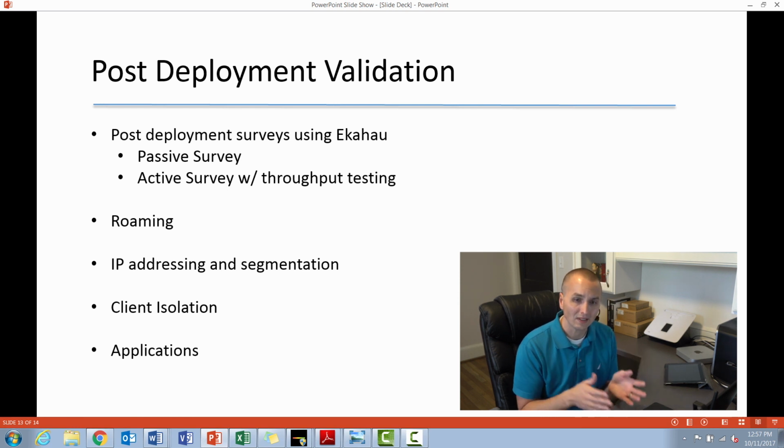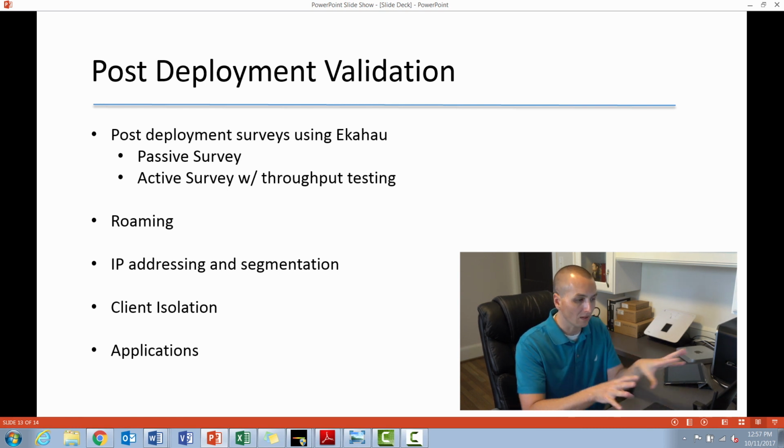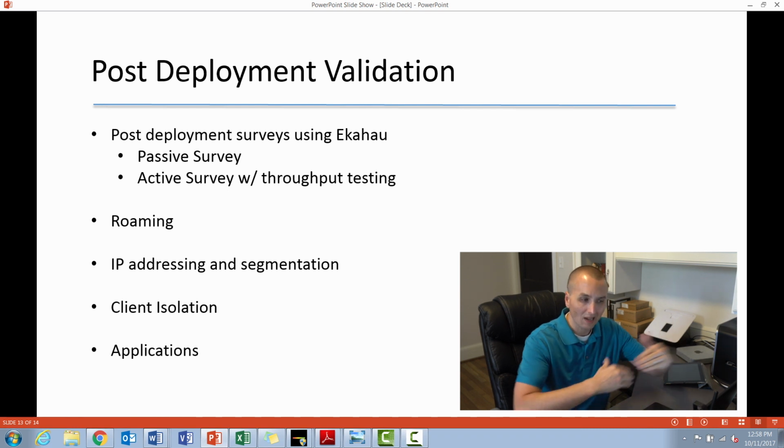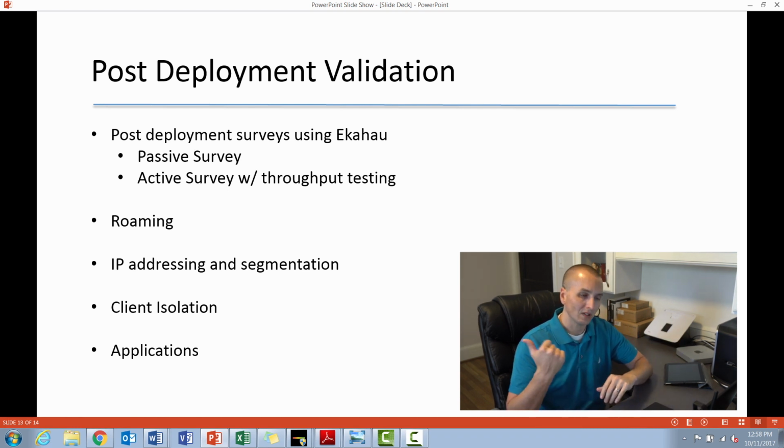I also like to test IP addressing and segmentation. So I like to hop from one SSID to another to make sure that I'm getting into the right VLAN with the right IP assignments, as well as if I've enabled client isolation, I want to test that to make sure I truly can't communicate with another device while I'm on the public SSID, for example. And of course, applications, testing all the applications that were given to us in the requirements. Now, this is an empty church in this case. I do a go live visit, if you will, where I'm testing all these same check marks in a go live situation.